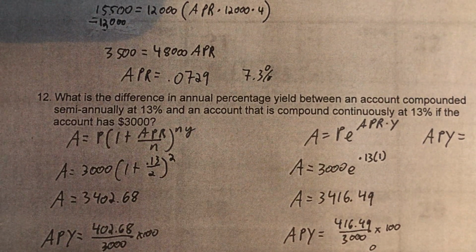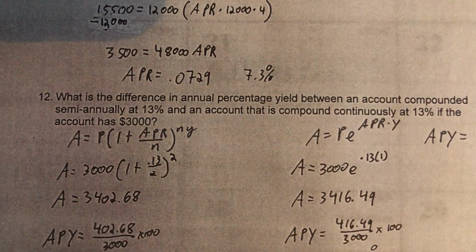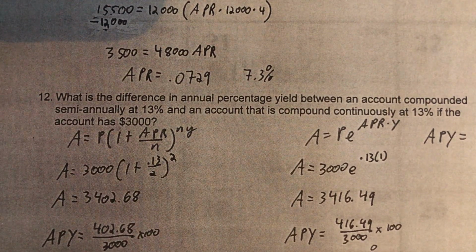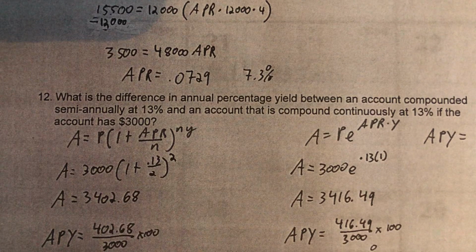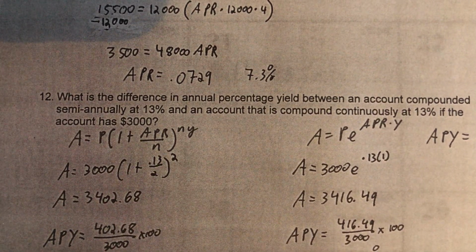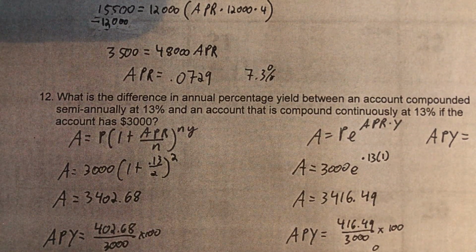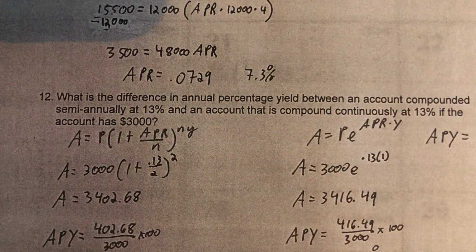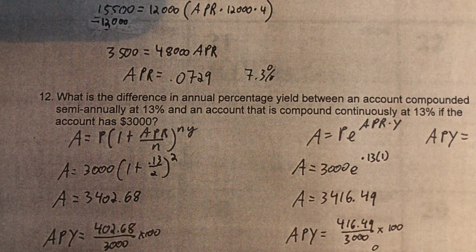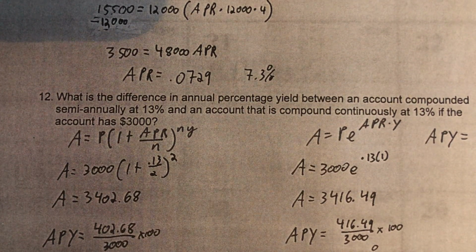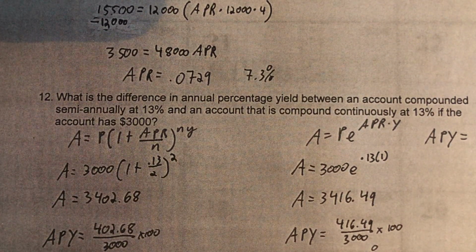All right, and if I put $3,000 into an account, and I can get semi-annual at 13% and continuous at 13%, what is the difference of the annual percentage yield? So let's start off with the semi-annual. So the principal, parentheses 1 plus interest rate, 0.13, divided by n. Semi-annual means twice, so n would be 2. And we're doing an annual percentage, so y would be 1.